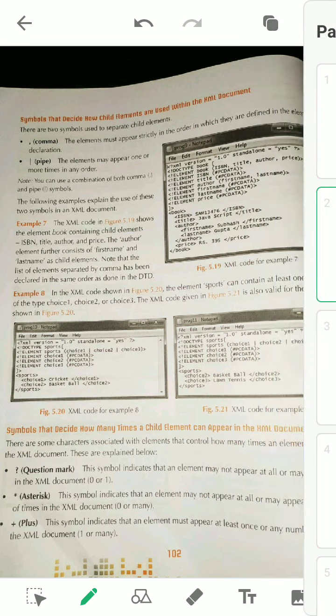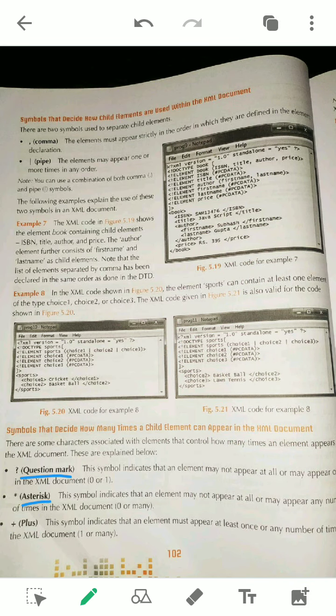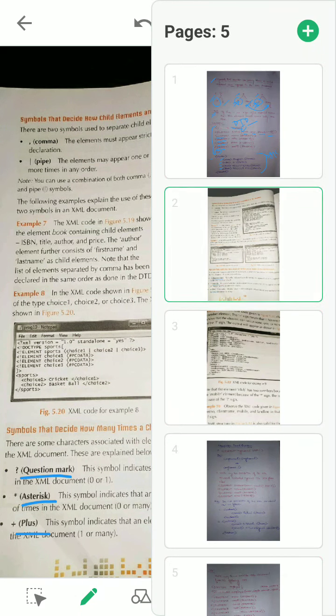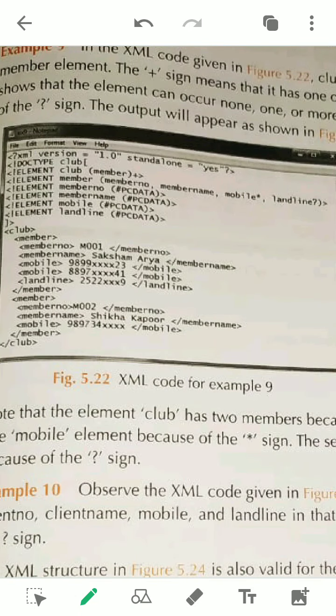So this topic we have discussed, this question mark, asterisk and plus, you read once from this book. Okay, next you see the example. Here also it is given in the next page. Here you can see member, it is given as plus. Have you seen plus? And before member it is given club is the root element.